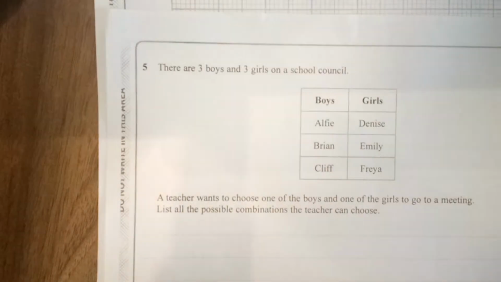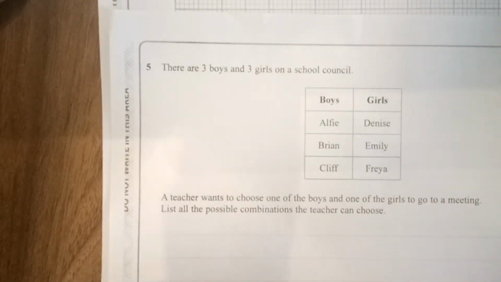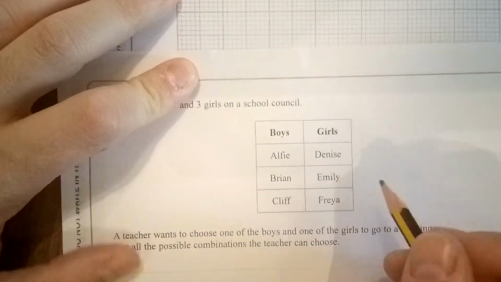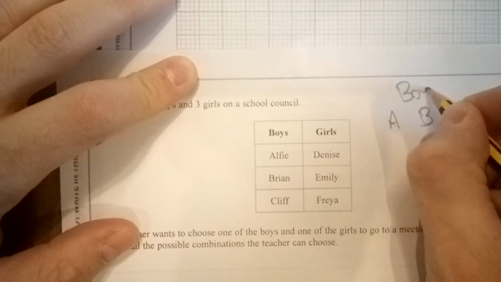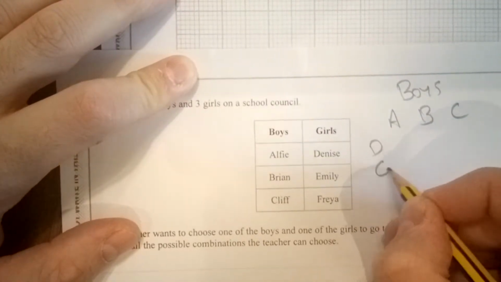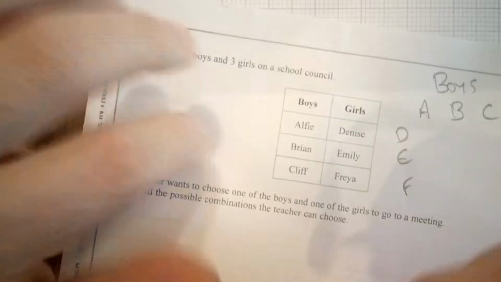There are 3 boys and 3 girls on the school council: Alfie, Denise, Brian, Emily, Cliff, Freya. Teacher wants to choose one of the boys and one of the girls to do a meeting. List all the possible combinations. Now I always go for a sample space diagram. So I'll put Alfie, Brian, Cliff for the boys, and Denise, Emily, Freya for the girls.